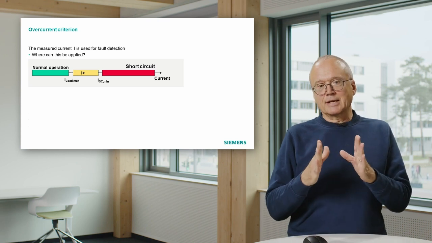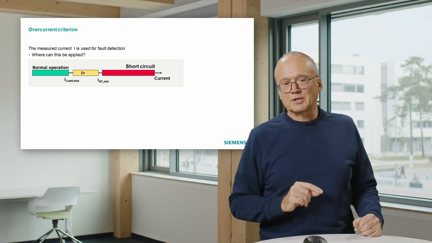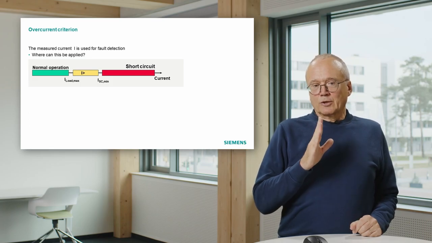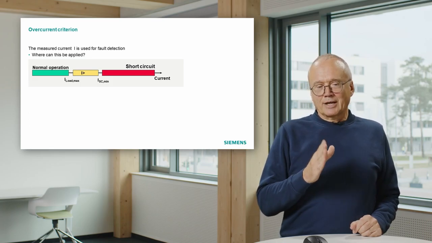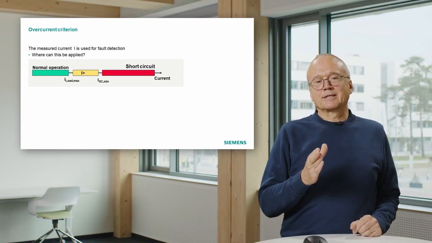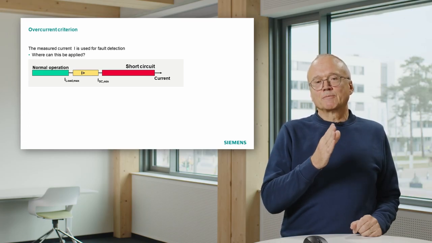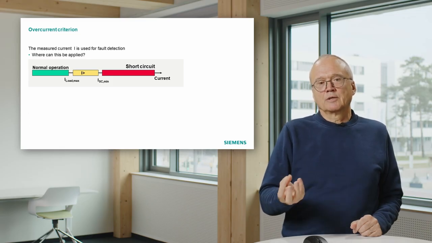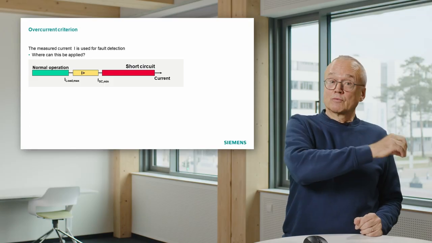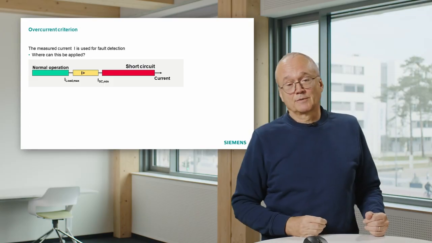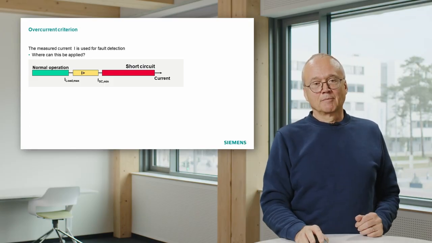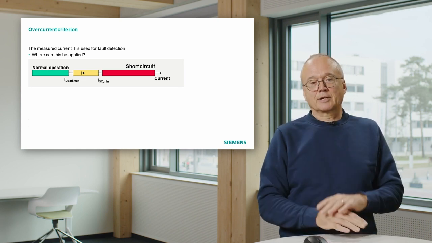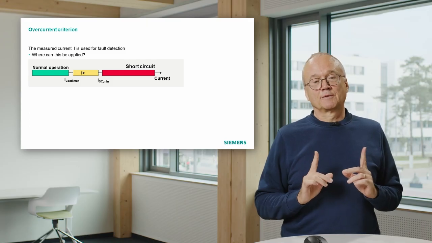But important thing here is what you can see from this diagram. You can only catch faults, you can only detect faults where the current of the fault is higher than this maximum load current plus a certain security margin. With that, you cannot detect faults with a very low current. That's not possible with this principle. That means if that can be applied, we can detect fault.